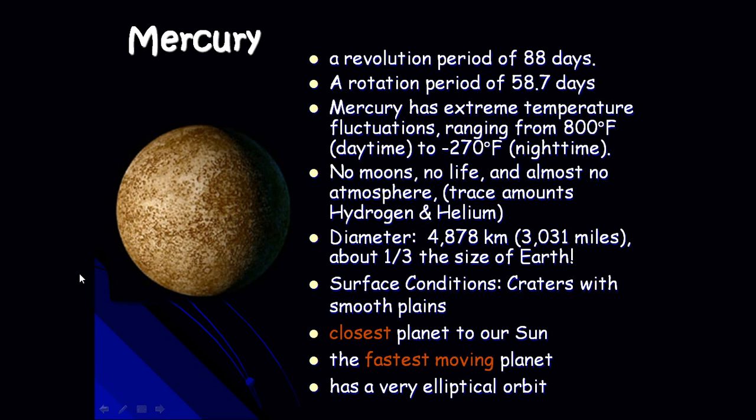The closest planet of all, as I mentioned, and it is also the fastest moving planet. And unlike the other ones, it has a very elliptical type of orbit, which makes it unique in its pathway of travel.